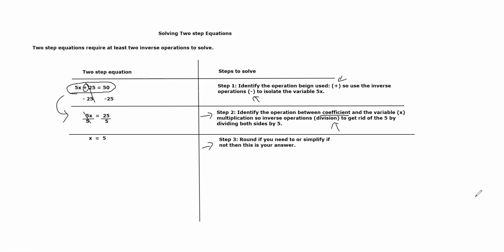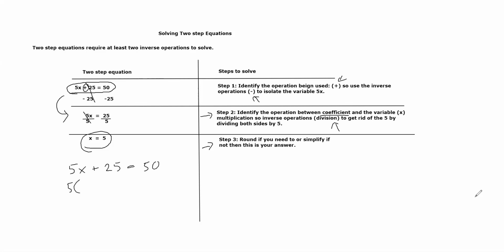We just ended up with a constant. We just ended up with a regular number. x is equal to 5. Since we ended up with a regular number, that's our answer, right? That's it. Our answer is x is equal to 5. Now we could check this answer. We could put it back, right? So if we know x is 5, we could put it back into the original equation. 5x plus 25 equals 50.